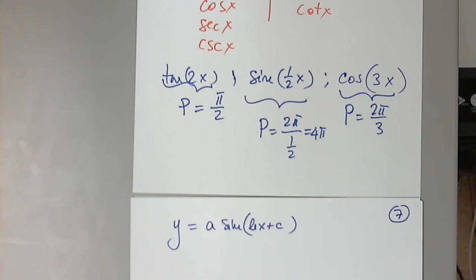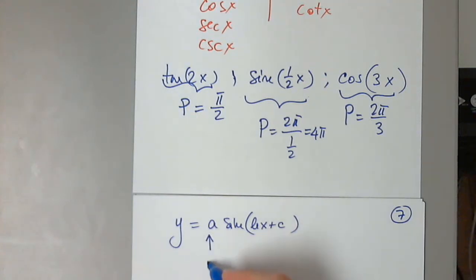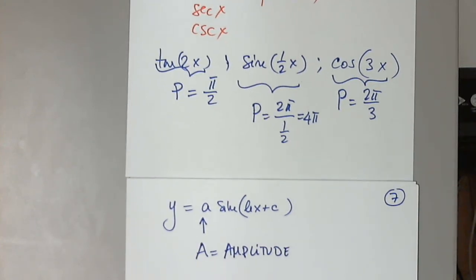So obviously this is not a pure sine function. It has transformations on it. It has a constant in front of x. It has some sort of horizontal shift. And it has a number in front. Correct? Okay. So this number is the amplitude of this function. What does it mean, the amplitude?